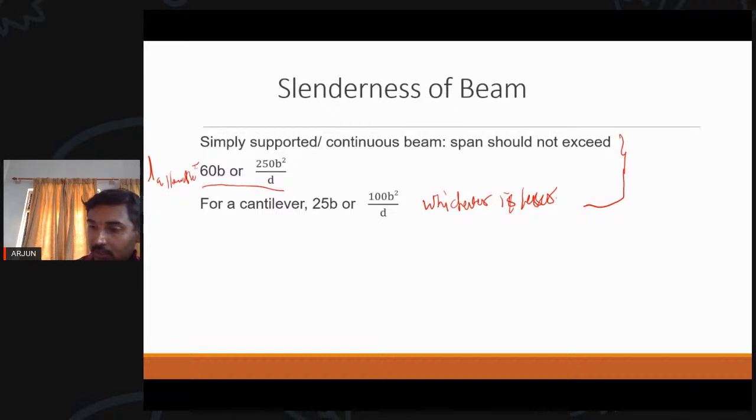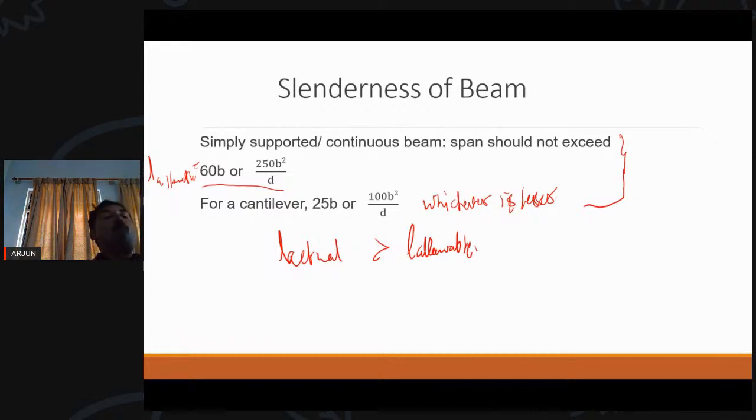If the L actual is greater than the L allowable, then your section will become slender. In such cases, the beam may also buckle. Whenever there are lateral forces, due to the lateral forces the beam may buckle. So that's why we have to check the slenderness limit.